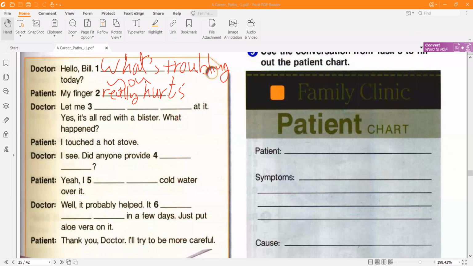Okay, now we have an imperative verb. فعل أمر. Let me take a look at it. Yes, it's all red with a blister. What happened? So let me take a look. Take a look at it. So let me, this is an imperative verb. Let me take a look.